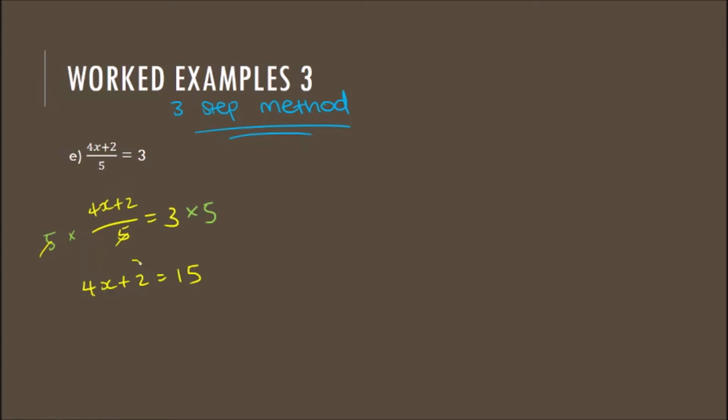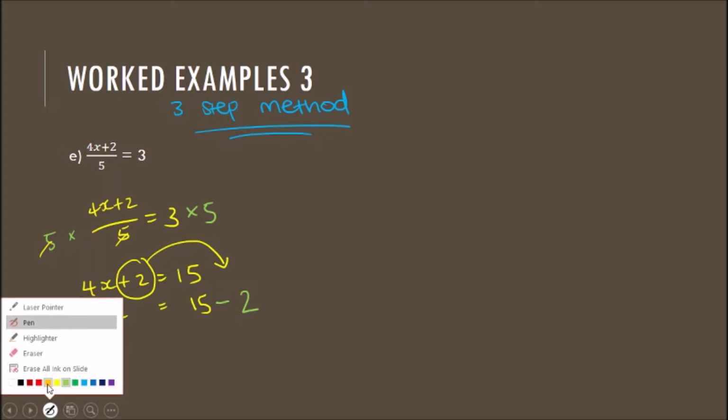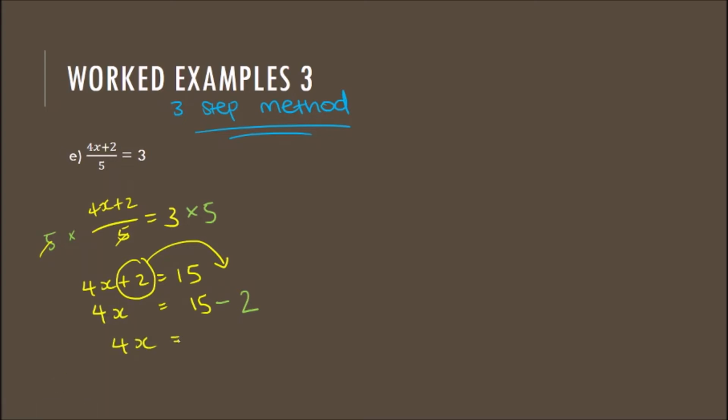Now what you can do is carry your 2 across after the first house. So 4x equals 15. It's a plus, which means it's a minus 2. Yep, when it goes over the equal sign, it changes to the opposite. So now the new equation is 4x equals 13.